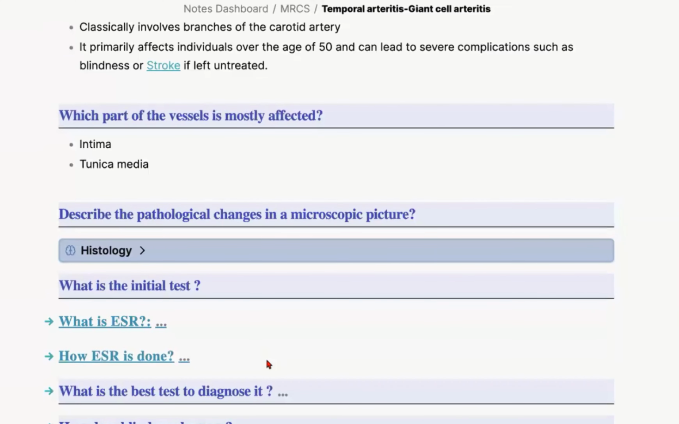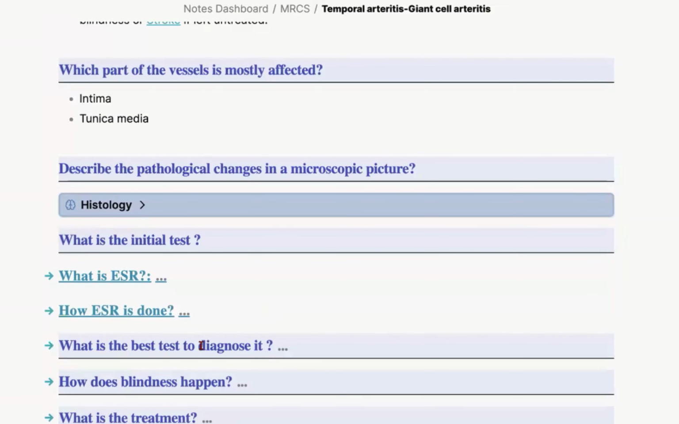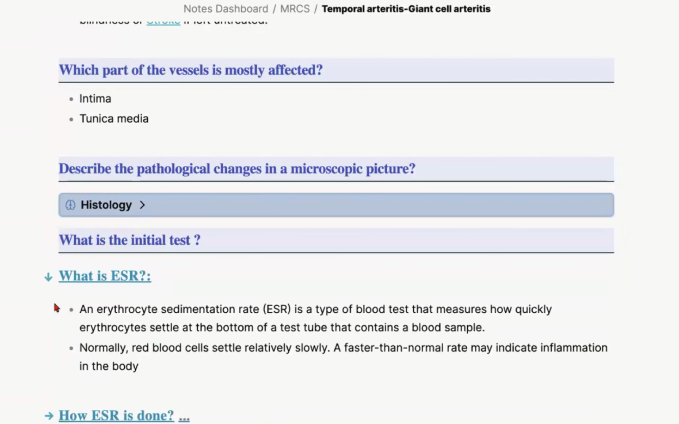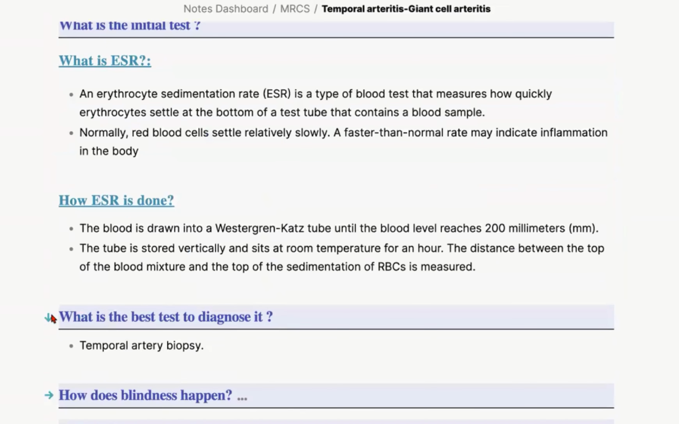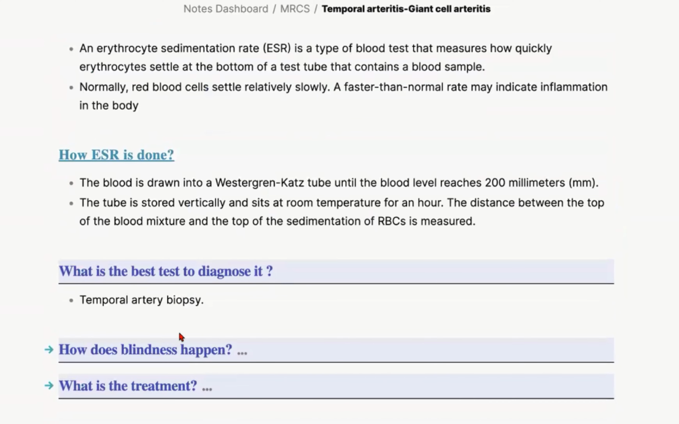And what is the best test to diagnose this condition? You will have to take a temporal artery biopsy. How does blindness happen in this patient? Blindness is whenever the ophthalmic artery is included in the inflammation, it can cause narrowing and cause ischemia, so blindness.